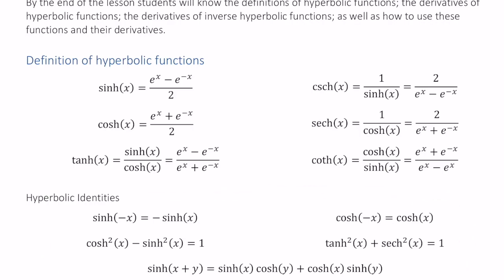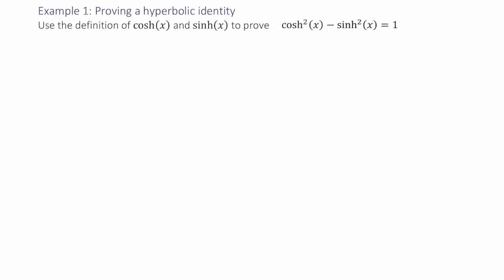In our first example, we're going to prove this hyperbolic identity. Example 1, proving a hyperbolic identity. Let's use the definition of cosh x and sinh x to prove cosh squared x minus sinh squared x equals 1. Now we're starting with the left-hand side here.